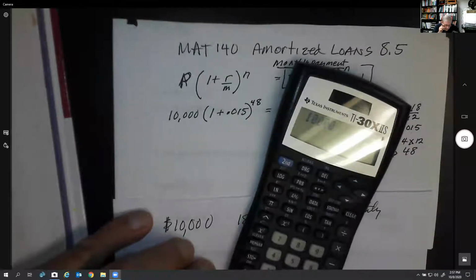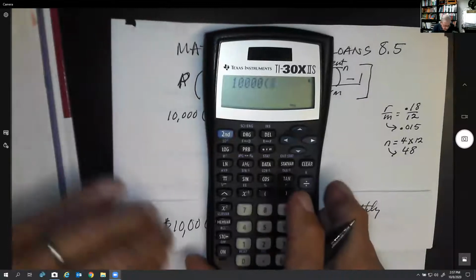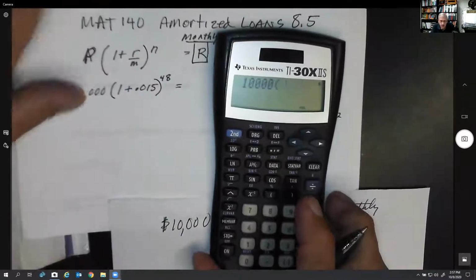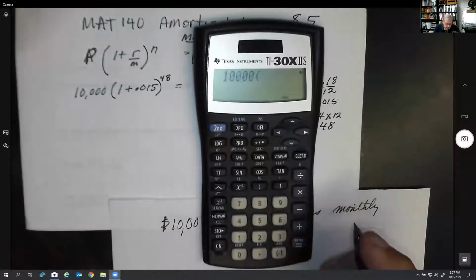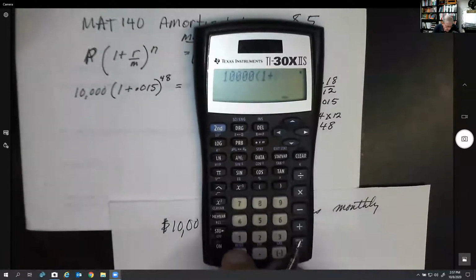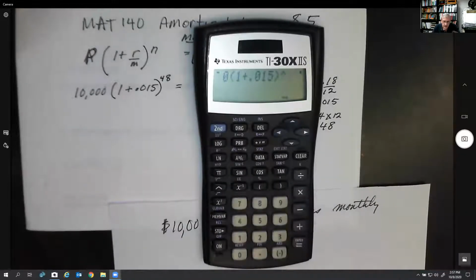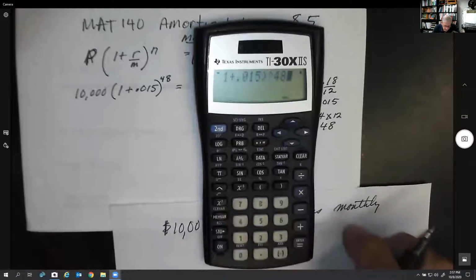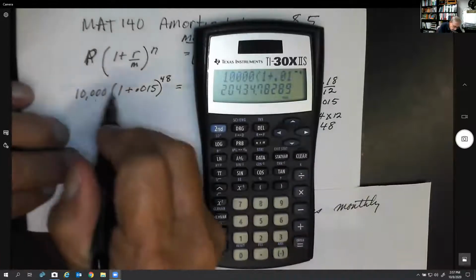10,000, parentheses. Let's see if I can put this where you can see it a little bit better. It's pretty good. Now I can't see my problem. I've got to scoot it over a little bit. Okay, there we go. That's pretty good right there, huh? 10,000 times 1 plus 0.015, parentheses raised to, don't forget your raised to key, 48. Bing, equals, big old number here, huh? Let's write it down.